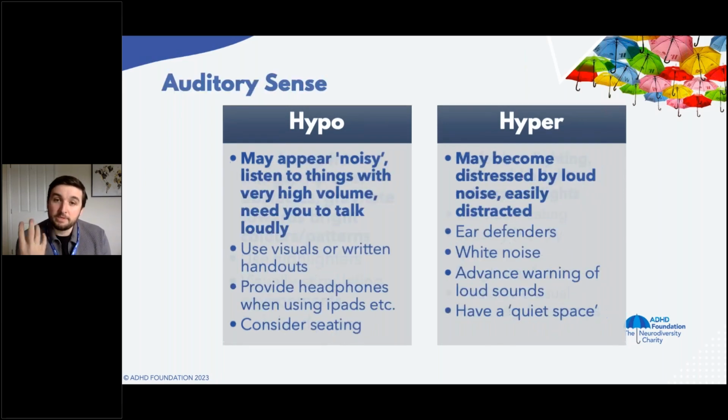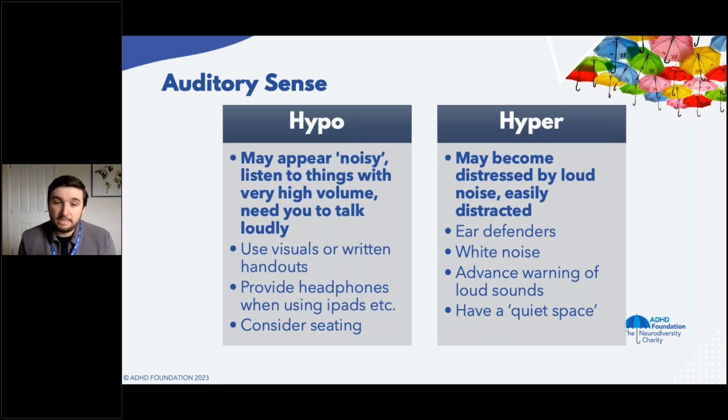Now, in terms of the auditory sense, what we hear, if someone's hyposensitive, so undersensitive, they might seem like they're really noisy. They might not be aware of the volume of their own voice and talk really loudly all the time. If they listen to things on an iPad in a classroom or a laptop, they might have the volume really, really loud. They might need you to talk really loudly to them before they actually respond to what you're saying. You might need to say their name several times.